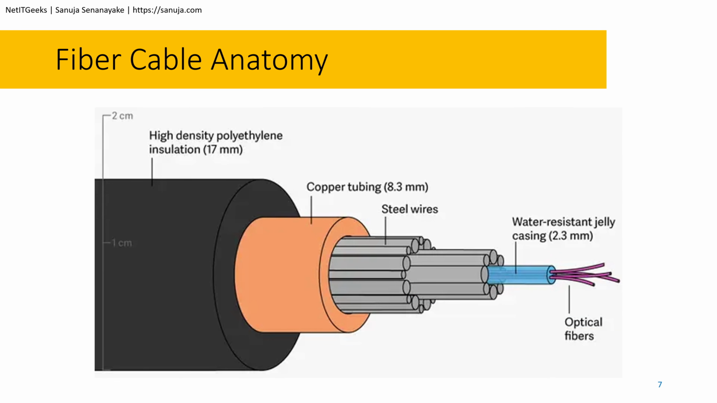Here's another image of a fiber cable that we typically use for outside environments, which would have a little bit of strength added to the cable itself. So the actual optical fibers are these, and then you will have the water resistant jelly, because this is an outside burial, direct burial fiber cable, and you will have steel wires around it, and then you will have a copper tubing, and then finally you will have a high density polystyrene insulation.